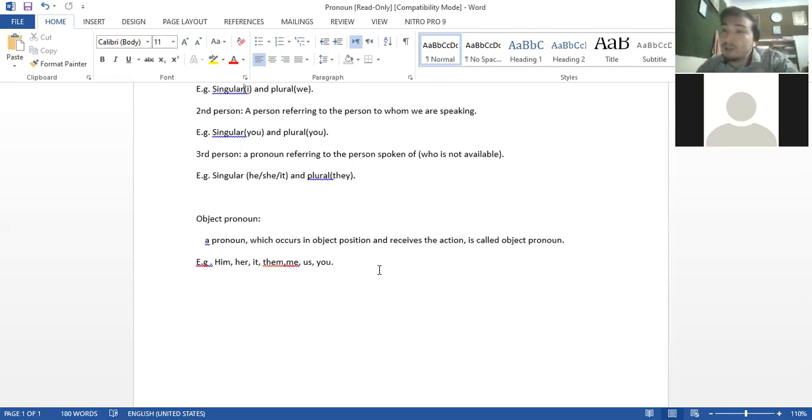Now pronoun means used in place of a noun to avoid repetition. So if somebody or something is receiving the action, we use the object pronoun. If the boy is receiving the action, we use him. If the girl, her. If a non-living thing or animal, it. If people are receiving the action, them. If I'm receiving the action, me. If we are receiving the action, us. If you are receiving the action, you.